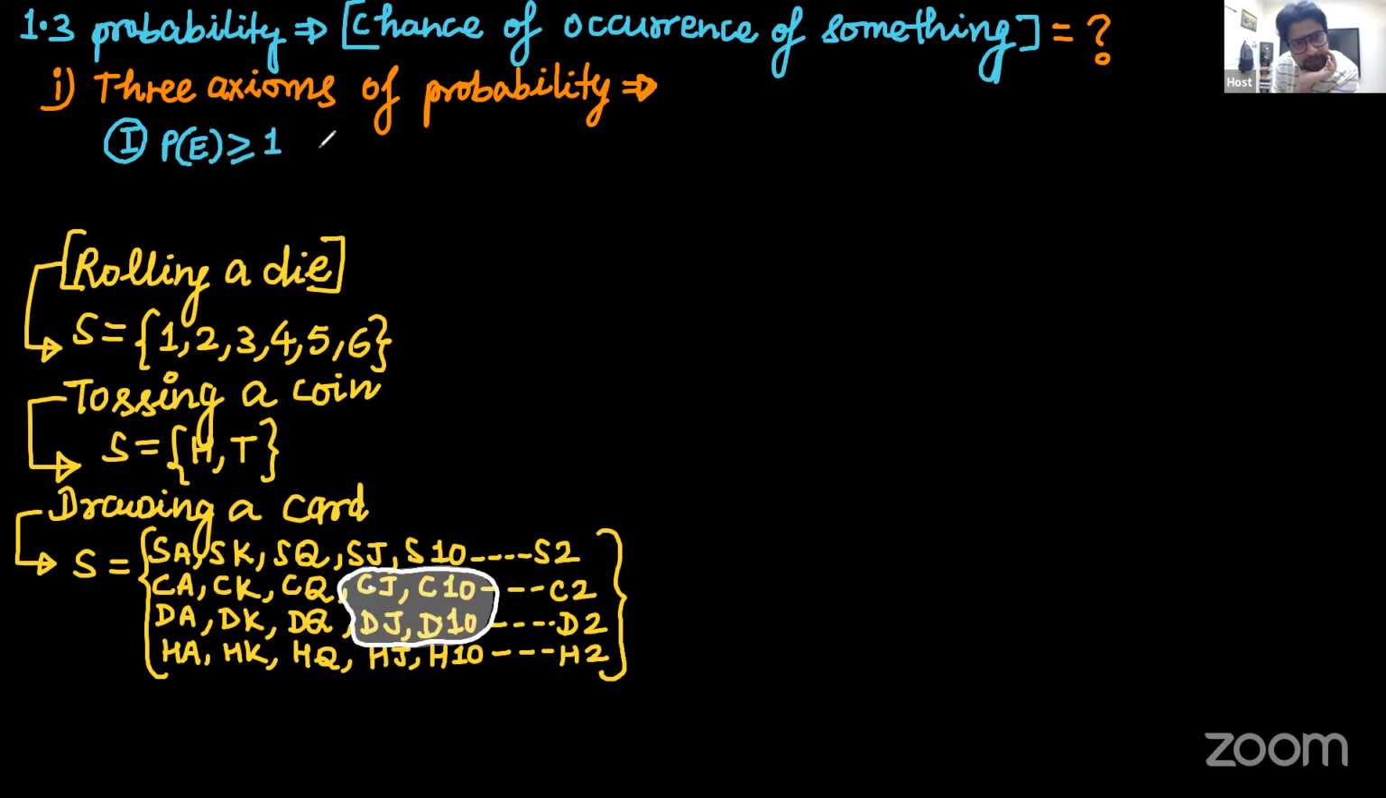First axiom is that an event will always have zero or positive chances of occurrence. And an event in the worst case will have no chance of occurrence, then we say zero. Second axiom is that the probability of the whole sample space is going to be 1. Why is the probability of the whole sample space going to be 1?